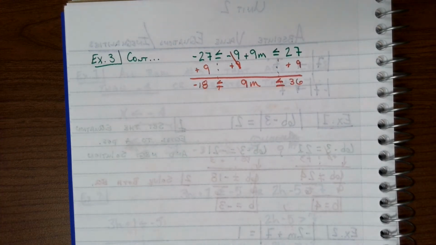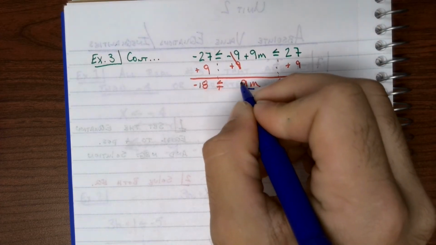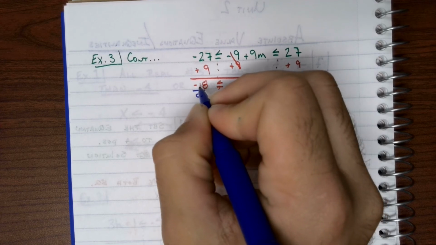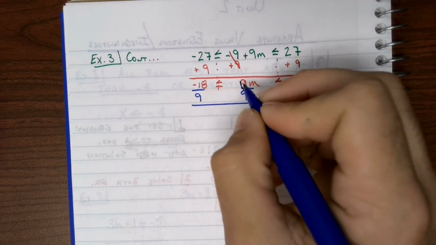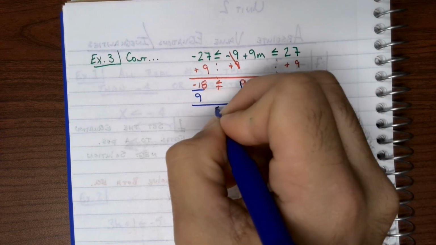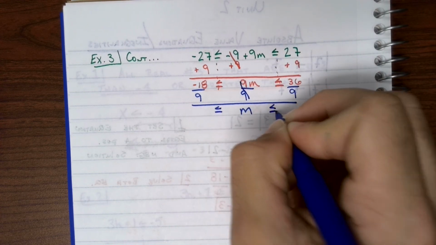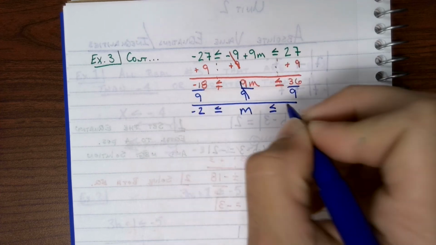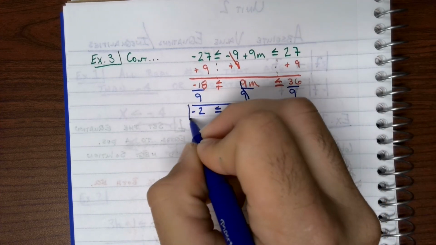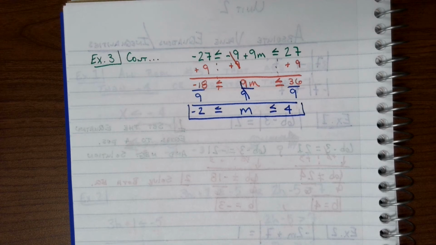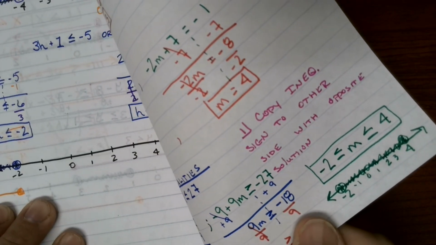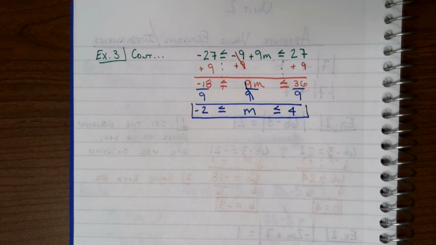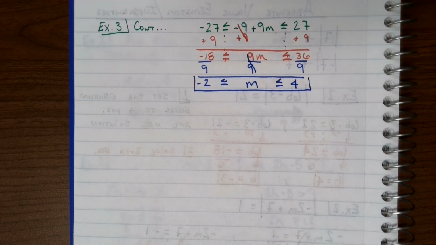Divide by 9. What you do to one side, you do to both sides now. You're going to be left with negative 2 less than or equal to m less than or equal to 4. That's another way to work that. And notice we got the same exact solution. Two different ways to work it, same exact solution.